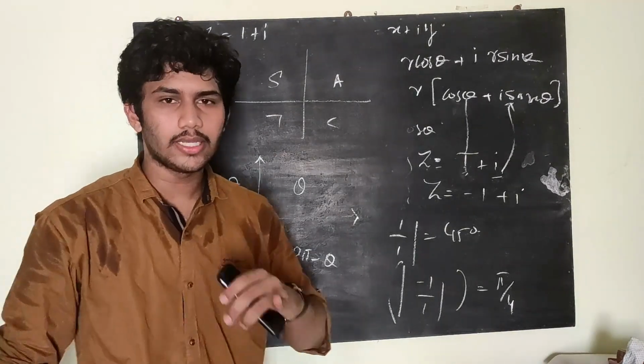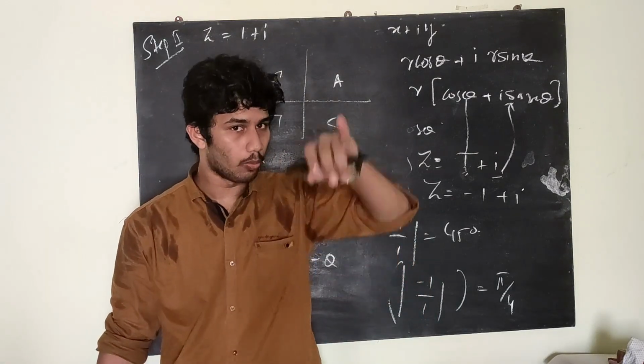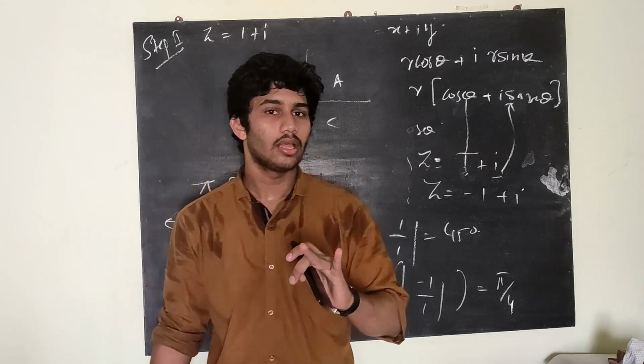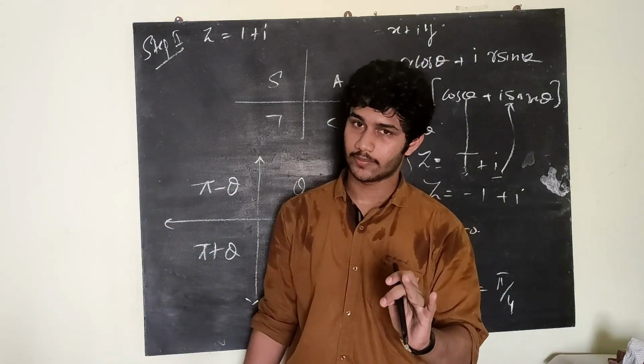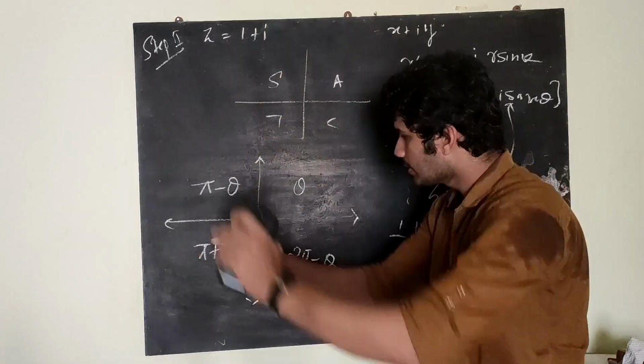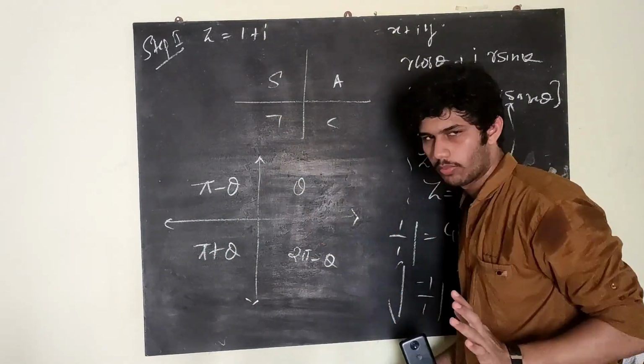So the first step is to find what is theta. Theta is equal to tan inverse modulus of y by x. Second step is to find which quadrant it lies in. And third step is to remember this. You can just remember this like this. If it was in the first quadrant, theta, don't worry about that.